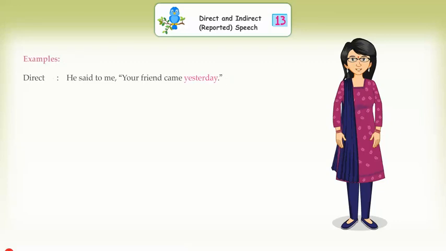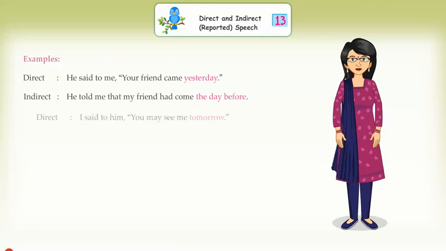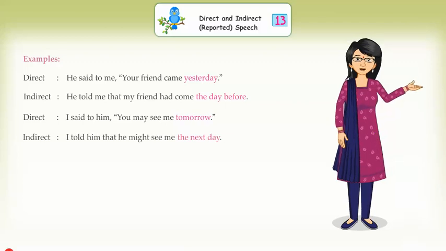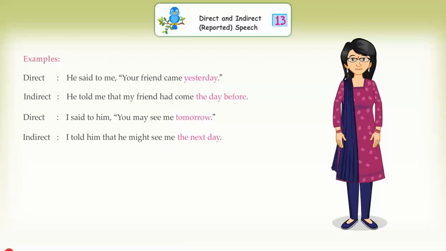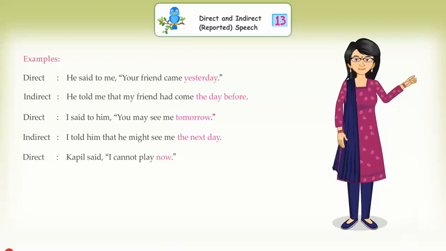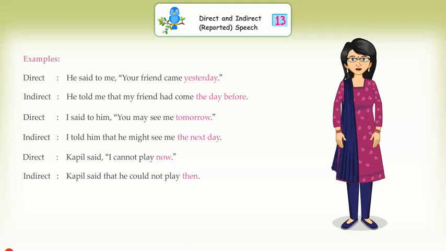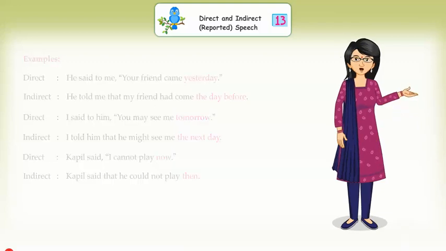Examples. Direct: He said to me, "Your friend came yesterday." Indirect: He told me that my friend had come the day before. Direct: I said to him, "You may see me tomorrow." Indirect: I told him that he might see me the next day. Direct: Kapil said, "I cannot play now." Indirect: Kapil said that he could not play then.